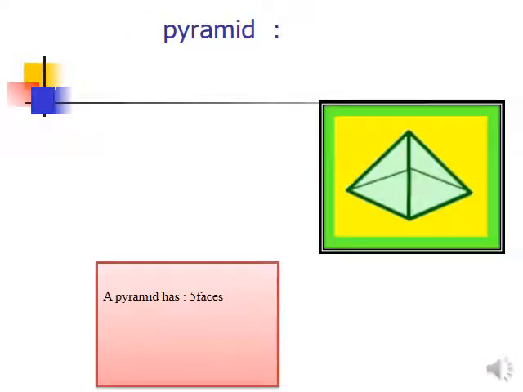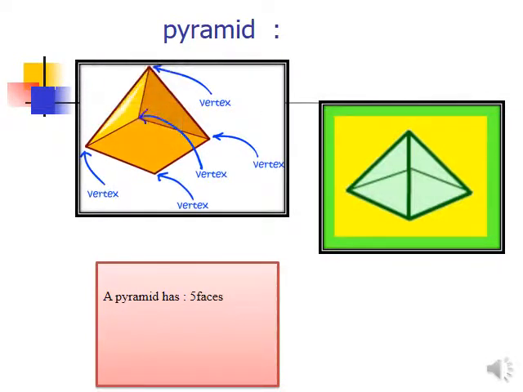Now, and finally, we will talk about the pyramid. A pyramid has 5 faces, like you see in the first picture, 5 vertices and 8 edges. These are the 5 vertices, and we have the 8 edges.